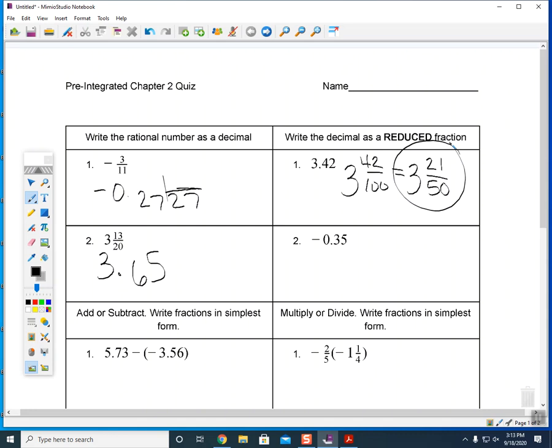We're going to do a similar method over here. I'm going to make negative 35/100ths into a fraction. So I have negative 35/100. I'm noticing that 5 can go into both of these. And so 5, I know, goes into 35 7 times. 5 goes into 100 20 times. Got negative 7/20 is my reduced fraction.